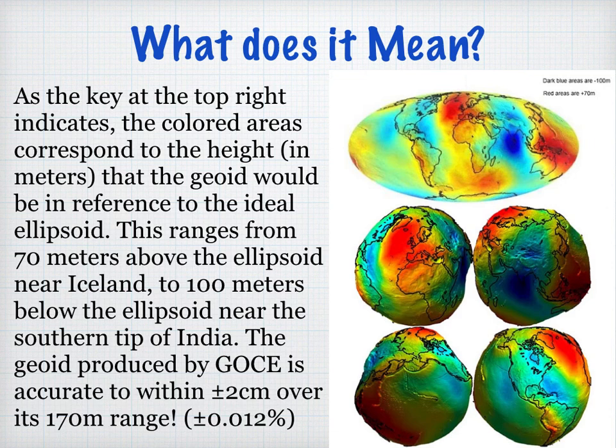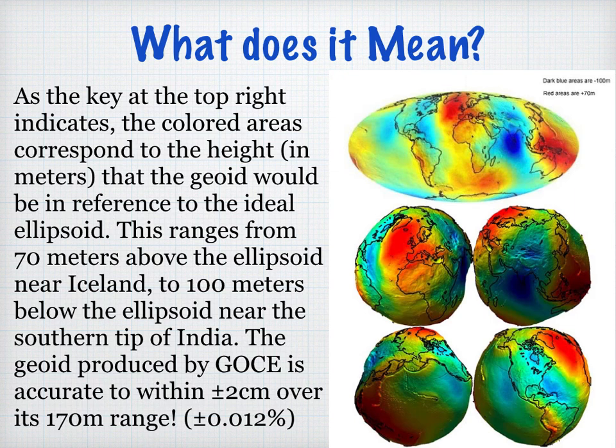So this geoid map was also made using GOCE data, and as the key at the top right indicates, colors correspond to heights that the geoid would be in reference to the ideal ellipsoid. This ranges from 70 meters above the ellipsoid, as you can see in red near Iceland by the Mid-Atlantic Ridge, and also in Indonesia and Peru, to 100 meters below the ellipsoid, which is indicated in blue, and you can see a region like that near the tip of India in the Indian Ocean, which has a lower than average gravity. So the geoid that was produced by GOCE turned out to be accurate within plus or minus 2 centimeters over this 170 meter range.